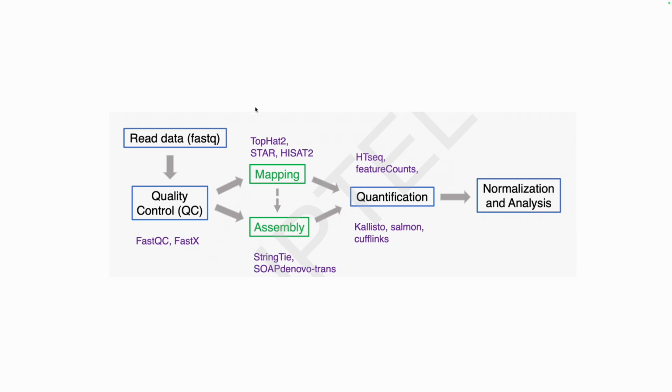This is the basic pipeline for RNA-seq data analysis. After the sequencing, here as well we get the raw reads. Then we have to do quality control on our raw reads, which is done by tools like FastQC and FastX. Then, as we have done for whole genome sequencing, the same thing happens here. We'll do mapping and assembly. These are some tools used for mapping and assembly, and then we will quantify our reads.